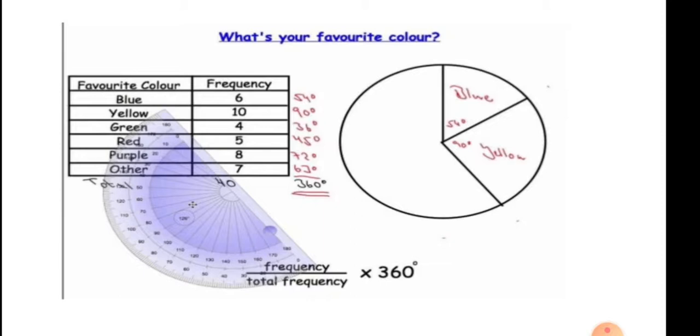So when we find the size of angles, we will use the formula frequency by total frequency into 360 degree. So we will have 54 degree, 90 degree, 36 degree, so and so. And keep in your mind the sum total will be 360 degree, because the sum total of the angles around a point is 360. Now what will be the process? Draw a circle of any radius, then use the protractor to show the values.